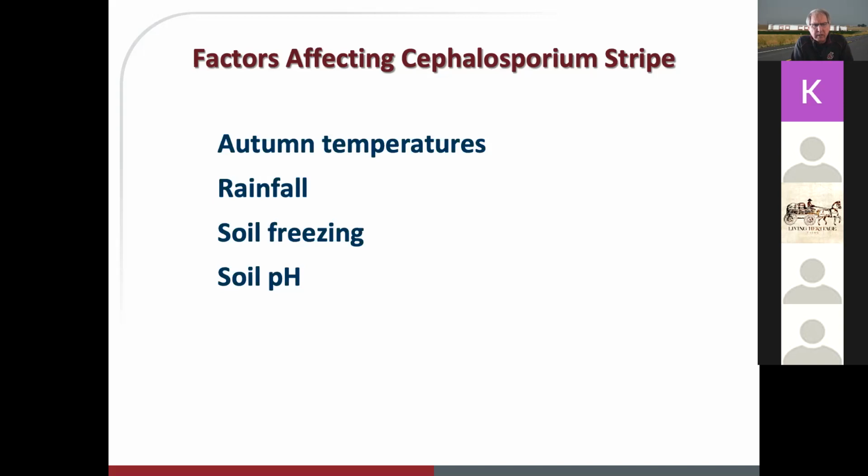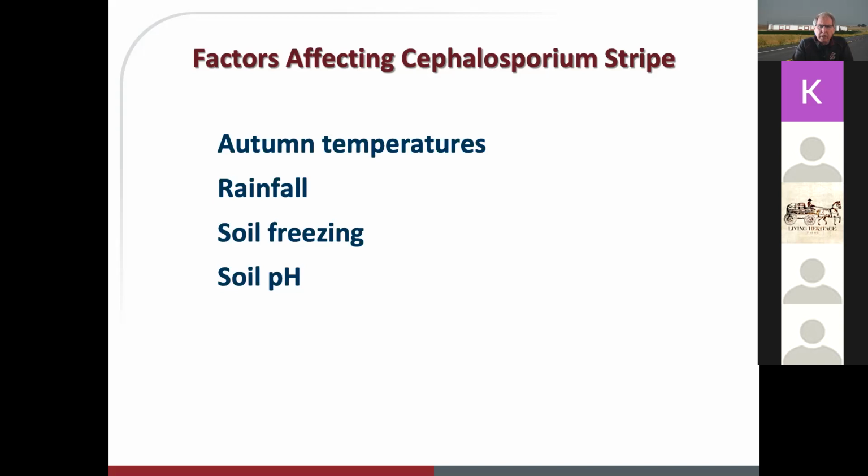Soil freezing, especially if we have those kinds of winters with freeze-thaw cycles, makes cephalosporium stripe worse. We think that the soil freezing causes wounds in the crown and the roots that allow the fungus to infect the plant more easily. And then soil pH. We've recognized for about 20 years or more now that acid soils are more favorable to this disease than neutral soils. There's been quite a lot of work done to show that once pH gets below about 5.3, the severity of the disease increases quite a bit.